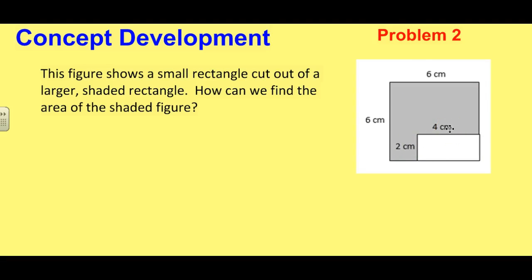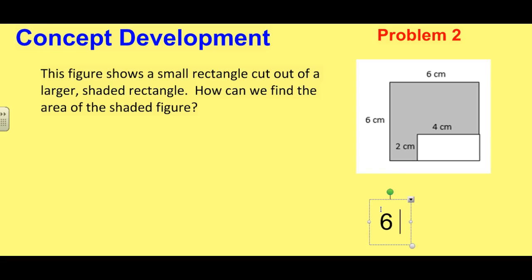So on your board, go ahead and write the equation that we would need to find the area of this entire square, and go ahead and write down what is the area of this entire square. Whenever you're ready to check your answer, you can push play.